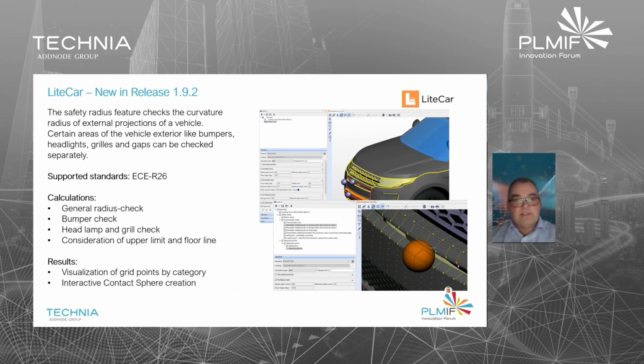So one of the latest additions also added the safety radius functionality. We saw it in the CAVA video. So the same capabilities like detecting the floor line, finding the reachable areas touchable by this test sphere, and considering all the special exception rules for headlamps and grille checks, and creating visualization for you. So same benefits as in CAVA available in this nice standalone package of LiteCar.